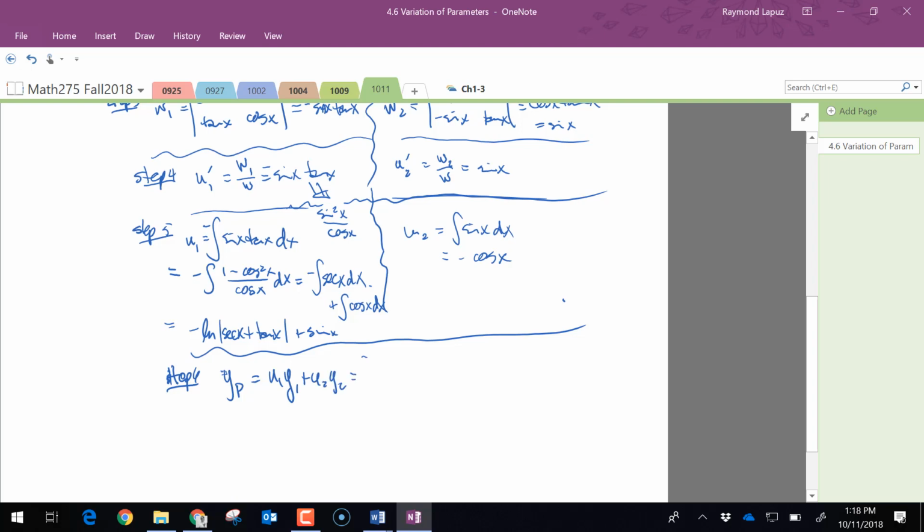So u sub 1 we found to be negative ln of secant x plus tan x plus, I guess that was absolute value, sine x. So that's u1. Y1 was cosine, right? Cosine. And then we have negative cosine x is the u2, and the y2 was sine.